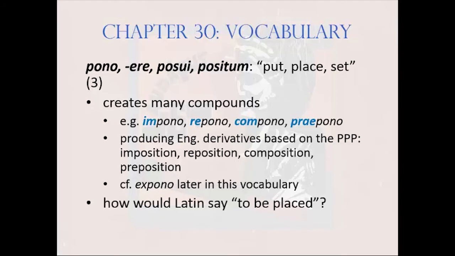How would Latin say to be placed, the present passive infinitive? Third conjugation, how does third conjugation form present passive infinitives? That's right, pony, which gives us our word pony. No, I'm lying. Just checking to see if anyone's there. Some linguists do, however, trace the verb pony, as in to pony up money, to pay, back to Latin pono. Still.